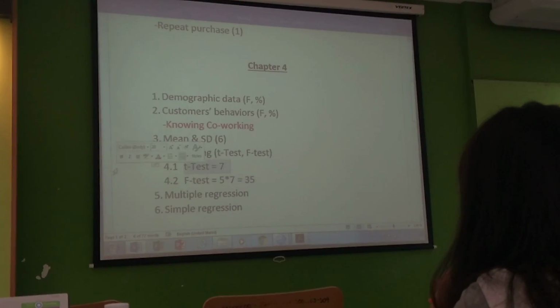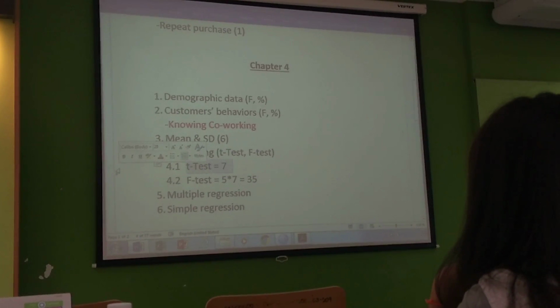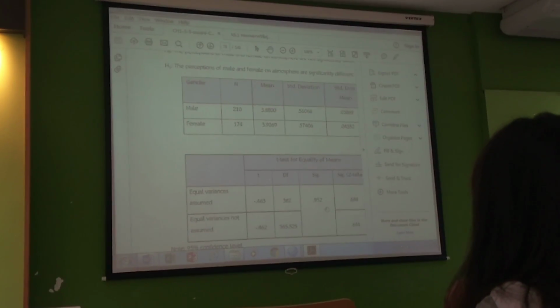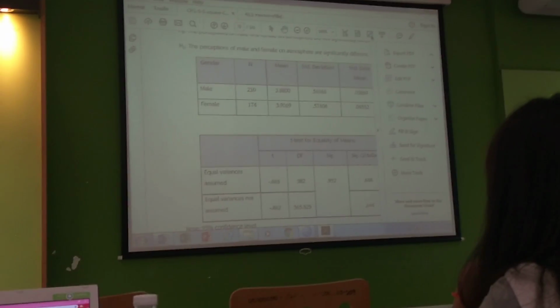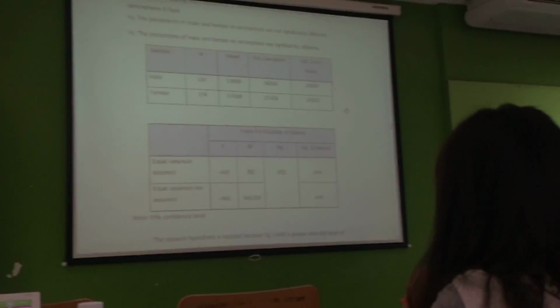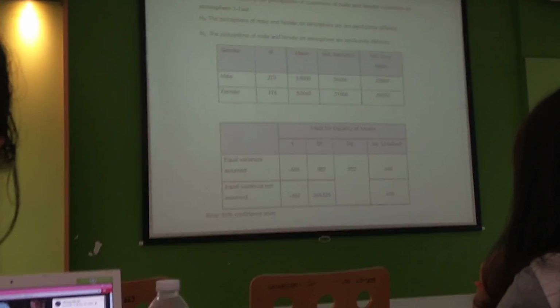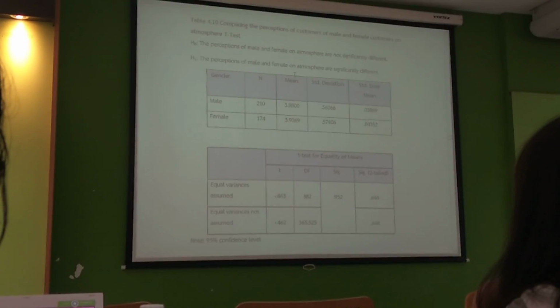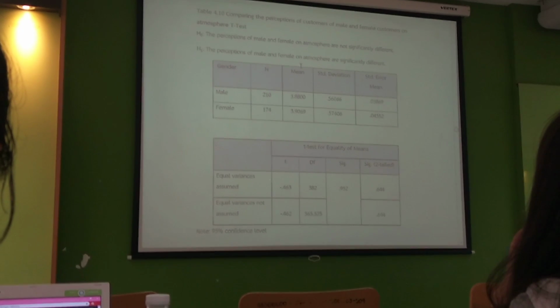Now we are at t-test. So let's go to their table, and I will check their work to see if they are doing it correctly. This one, they are interested in comparing the perception of male and female on atmosphere.